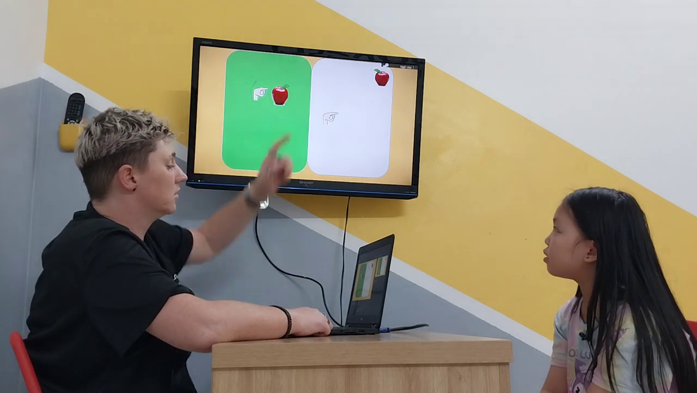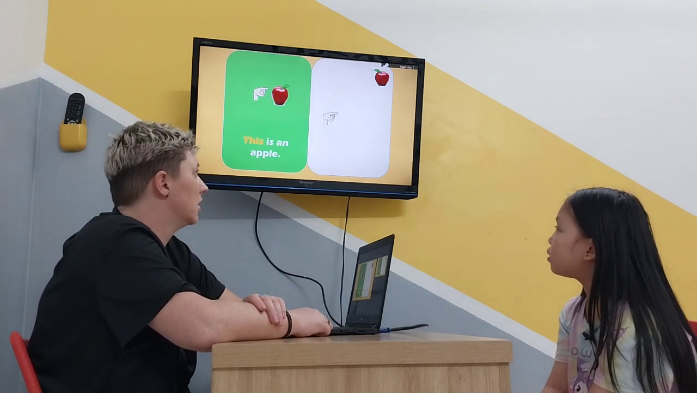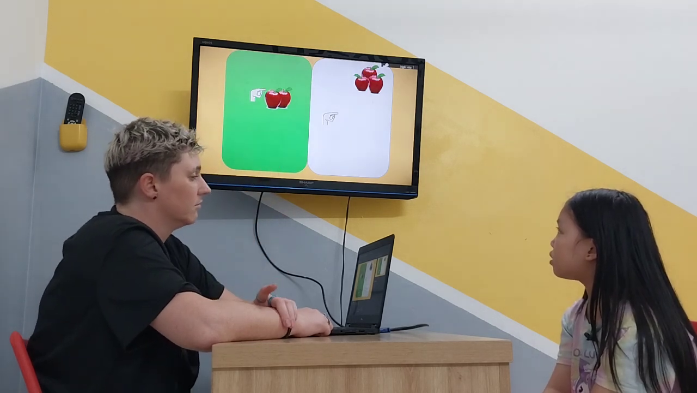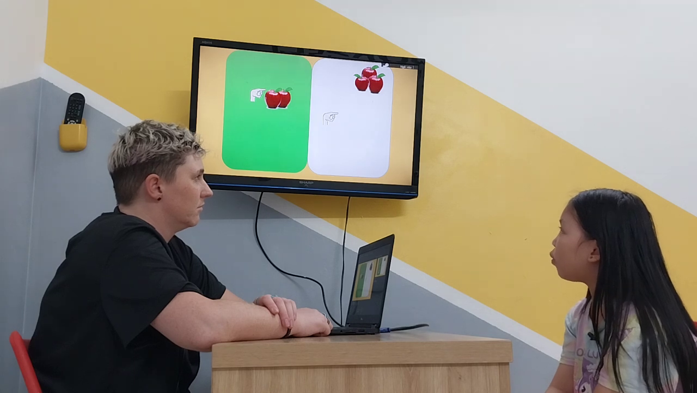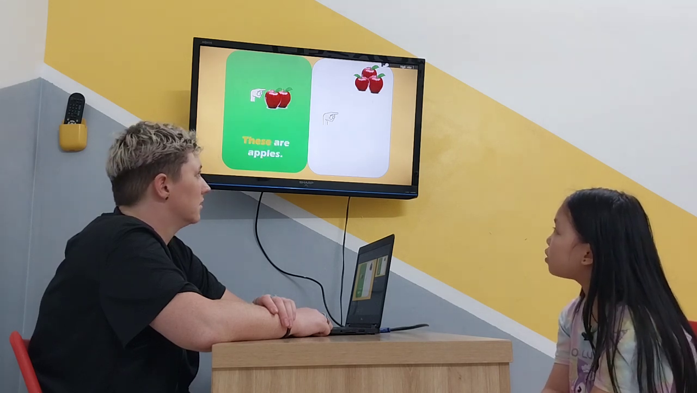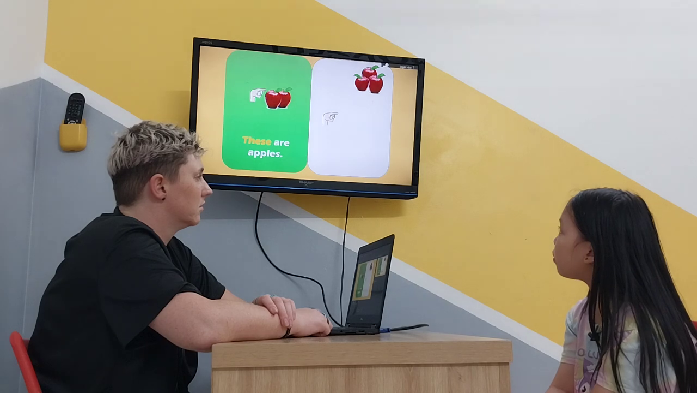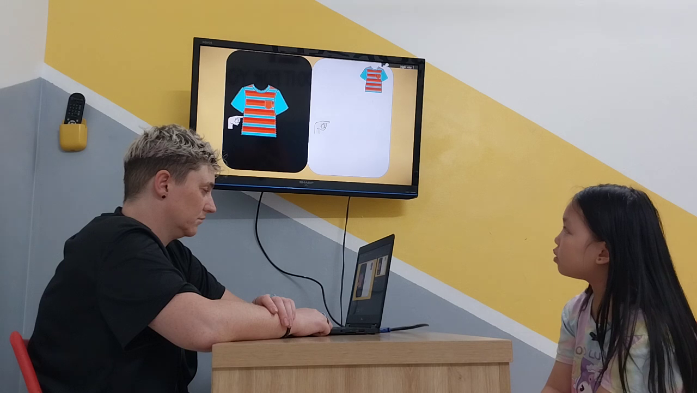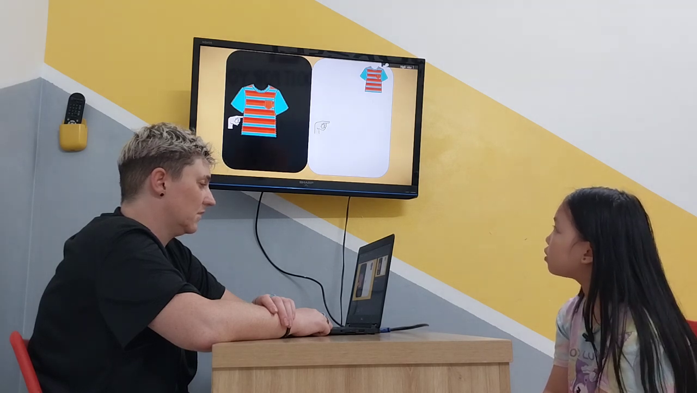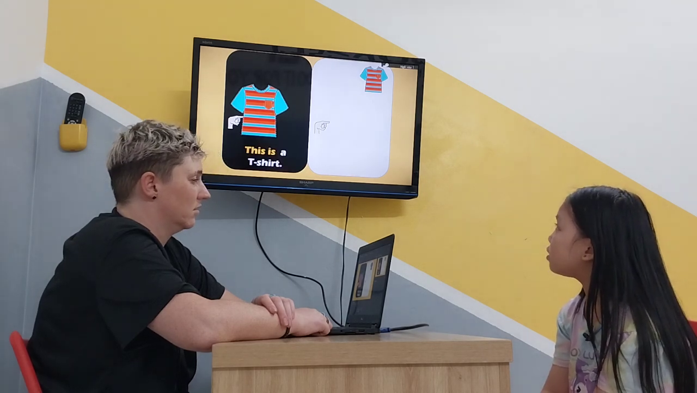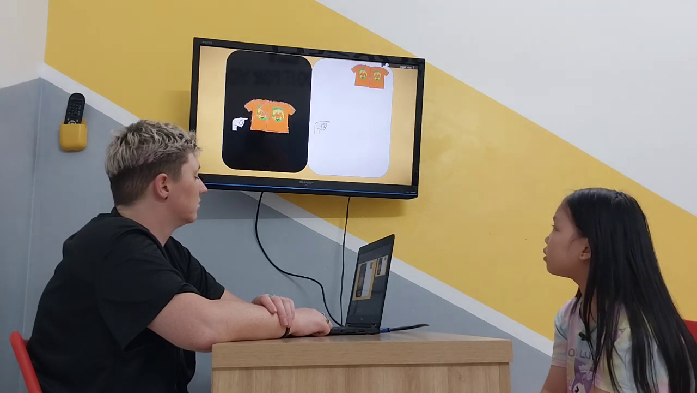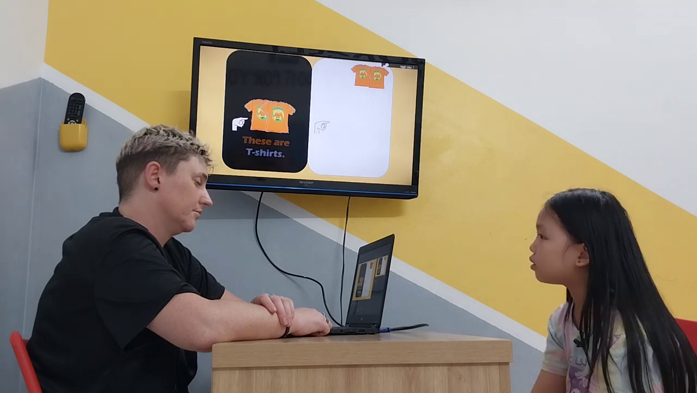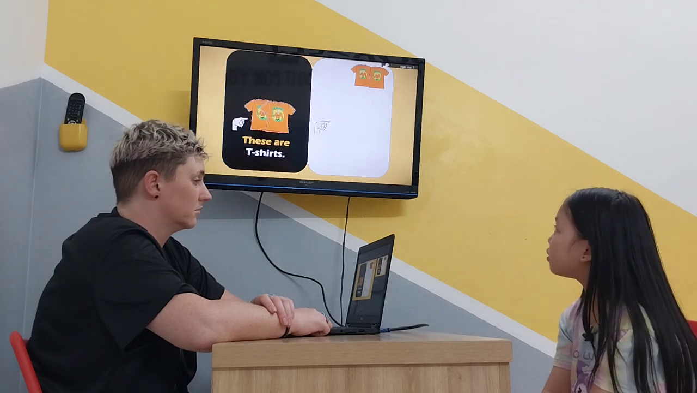Okay, we use this, that, these, and those. So? This is an apple. That is an apple. Good. These are apples. Those are apples. Good. This is a T-shirt. That is a T-shirt. Good. These are T-shirts. Good. Those are T-shirts. Good.